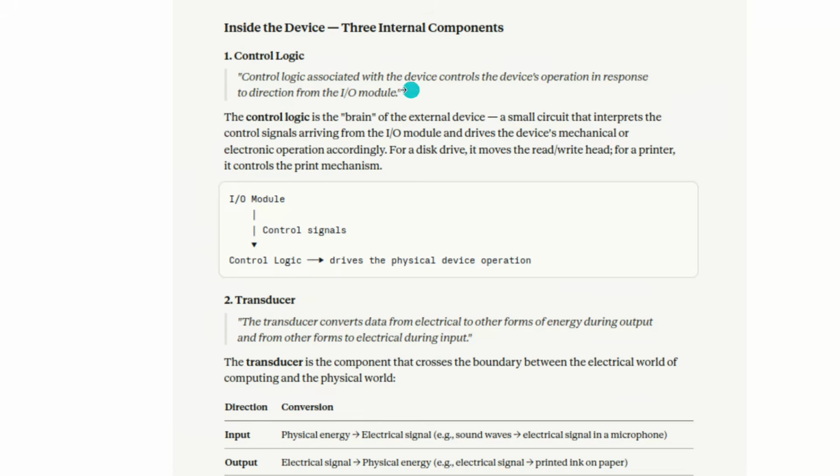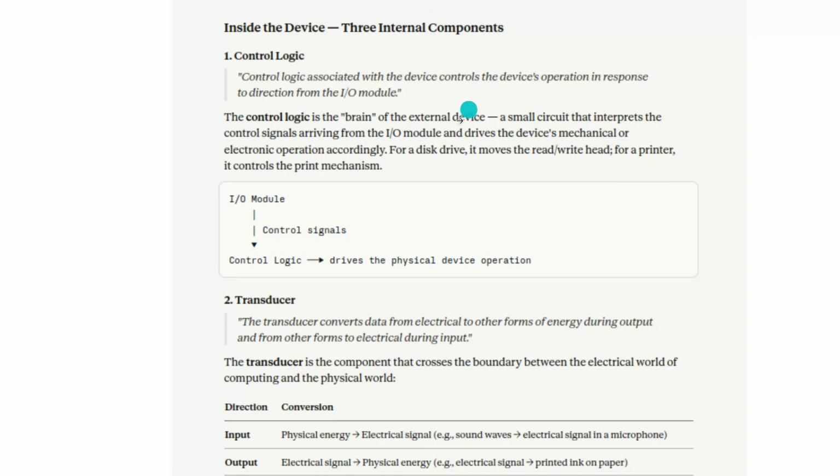So if you see, control logic is associated with the device, controls the device operation, and responds to direction from the IO module. Control logic is nothing but the brain of our external device. It is a small circuit that interprets the control signals. The IO module will send control signals to this external device, so to understand them, this control logic is present inside our external device.